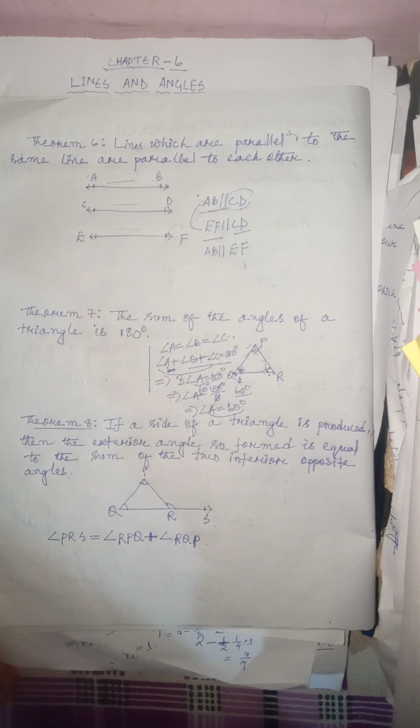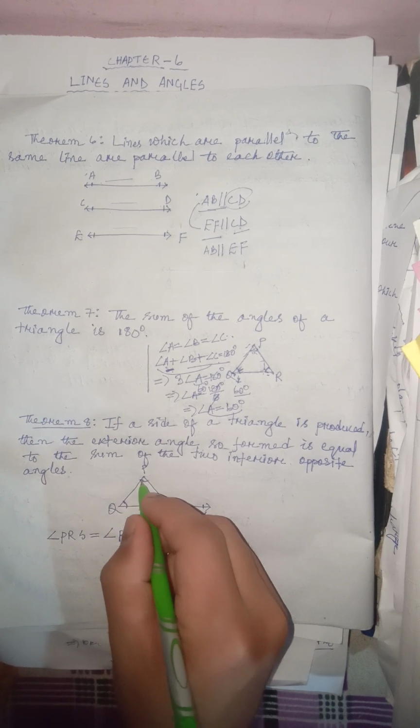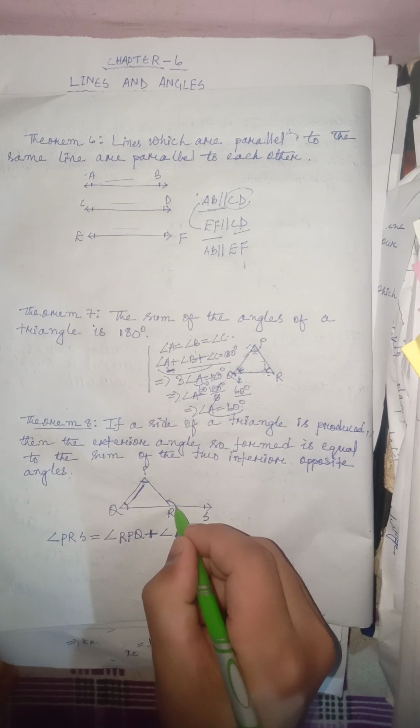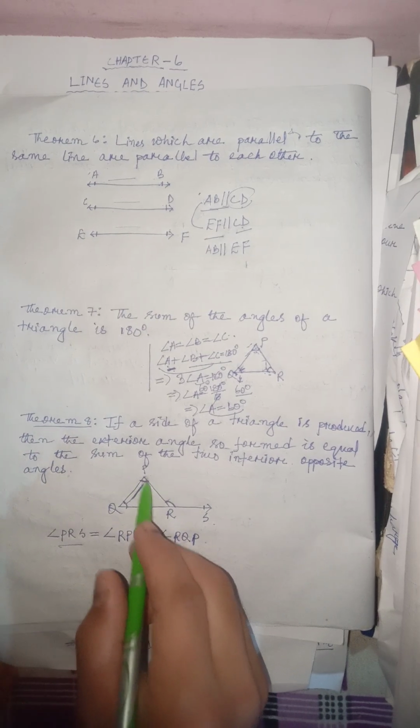In Theorem 8, we have: if a side of a triangle is produced, then the exterior angle so formed is equal to the sum of the two interior opposite angles. Whatever angles we have on that side, let us add these two, and the sum of these two angles will be equal to the one which is outside, which we call the exterior angle, that is angle PRS. Where is PRS? This one.